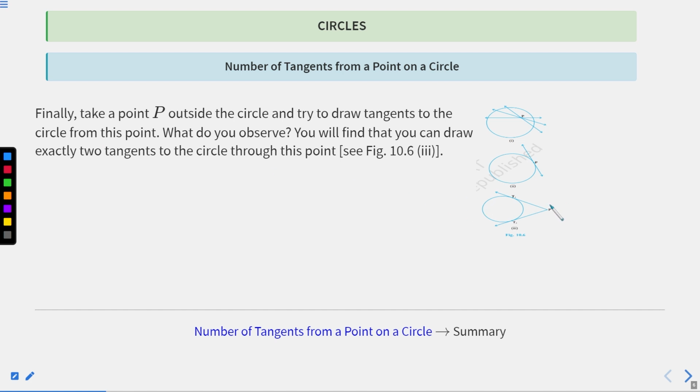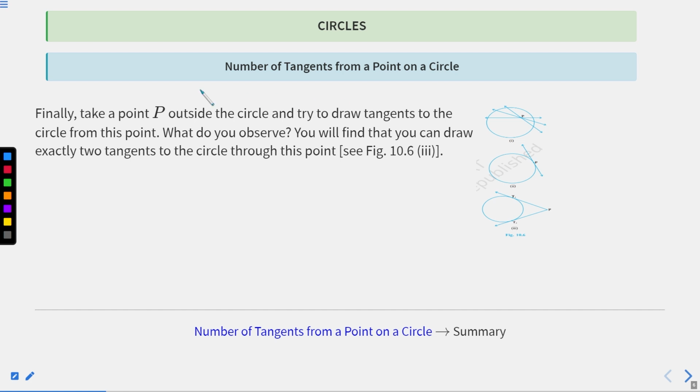So if we take a point P outside the circle and try to draw tangents to the circle from this point, what do you observe? You will find that you can draw exactly 2 tangents to the circle from this point. The points of contact are T1 and T2, where these 2 lines touch the circle. So we get these 2 tangents if we take the point P outside the circle.